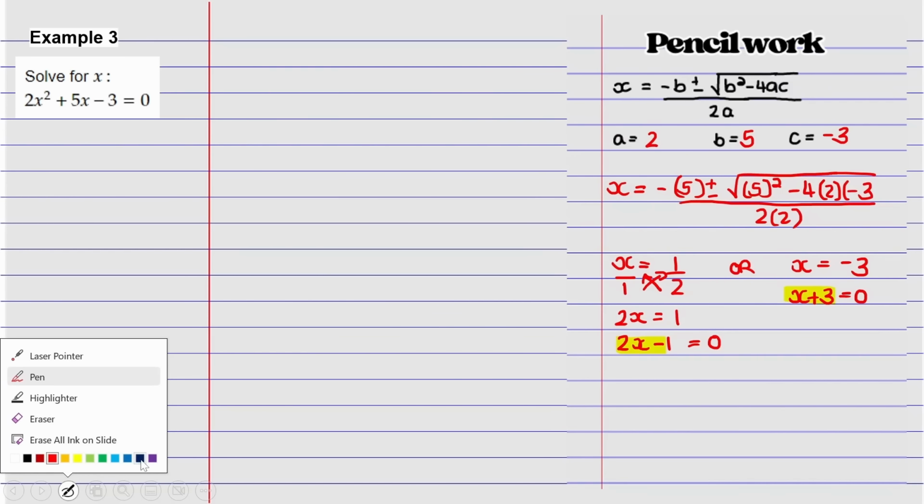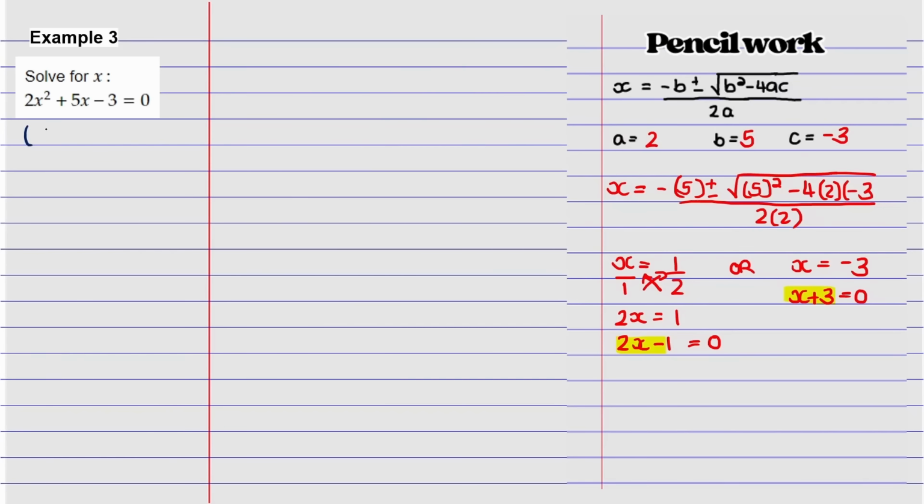Now I'm going to change my pen. So the 2 brackets are going to be 2x minus 1, and the other one is going to be x plus 3, and this is going to be equal to 0. Then now we're going to equate both to 0. So 2x minus 1 equals 0, or x plus 3 equals 0.